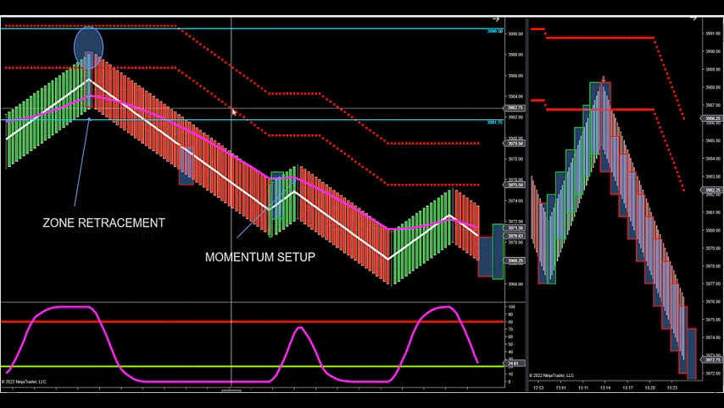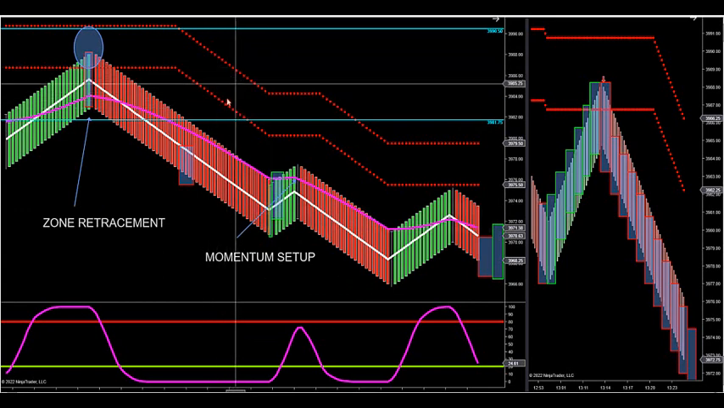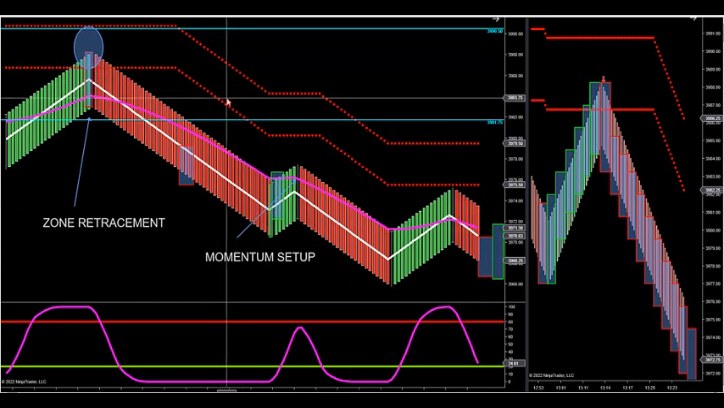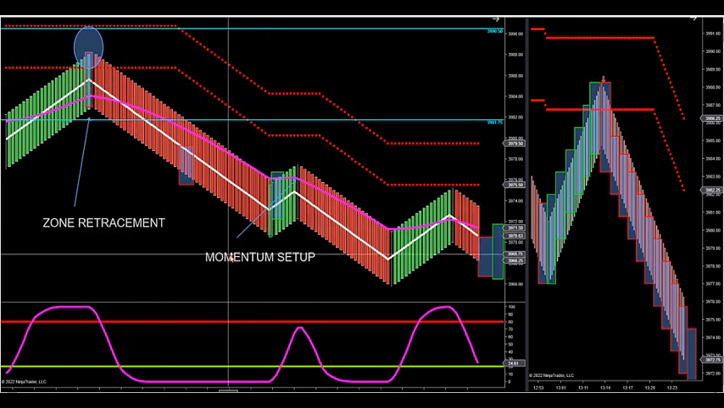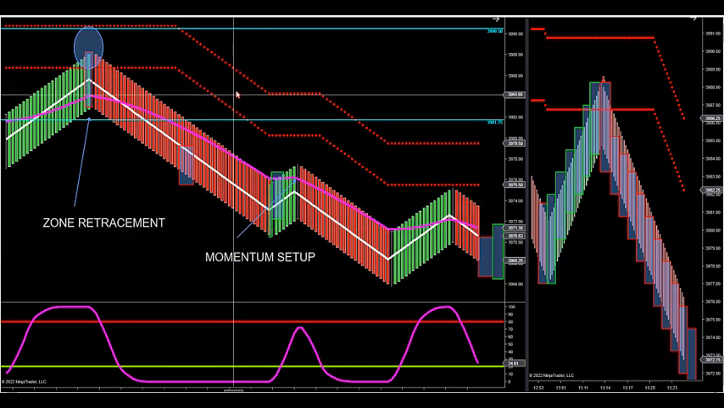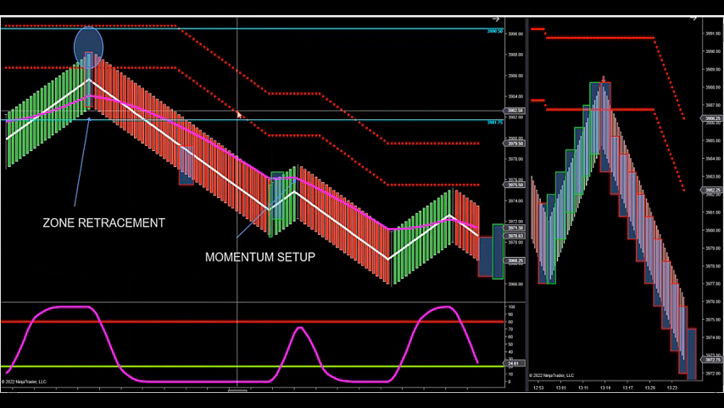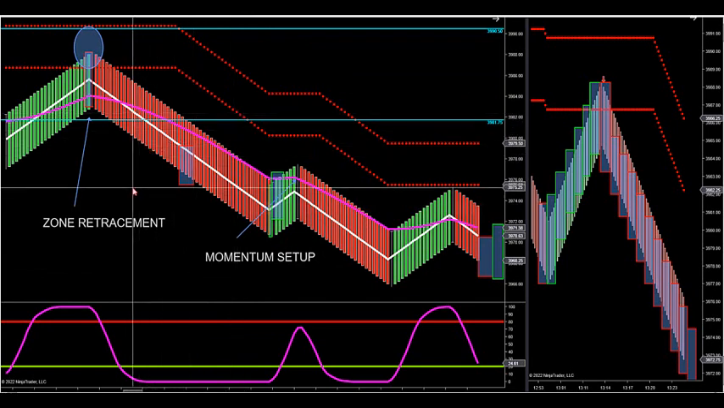So first of all, we know the ATR has to be red. We have to be red ATR. That's a key. Or it's got to be green ATR. Or we can't look for zone retracements, or we can't look for momentum setups. So if it's red ATR, then we know we're looking for what? We're looking for sell setups.